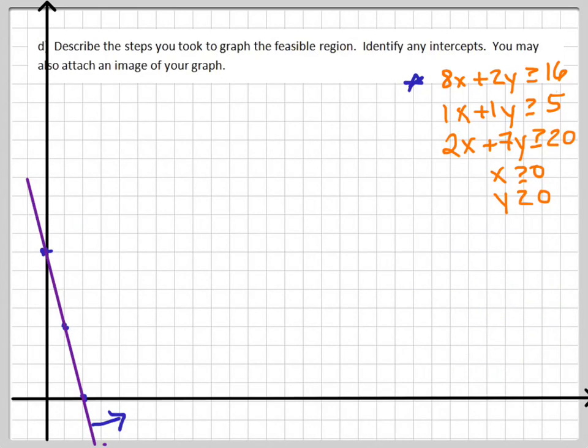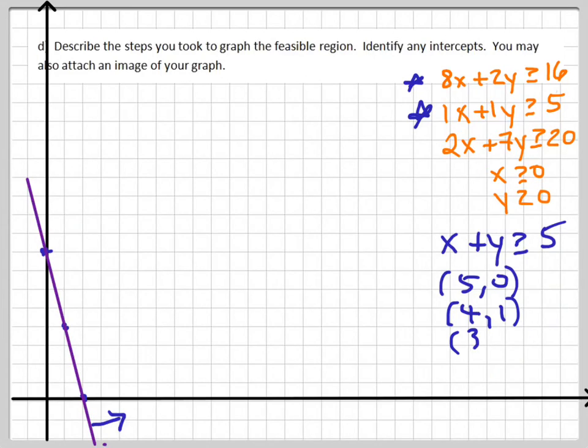Moving on to the next one: x plus y is greater than or equal to 5. This one might be nice to just choose some points. Notice the points 5, 0, 4, 1, 3, 2, 2, 3. Anything that adds up to 5 would work in this case, and you can take your pick of which of these you like the best. We just need 2.